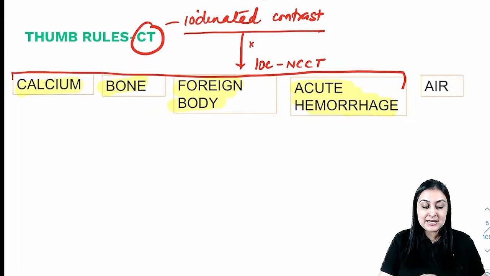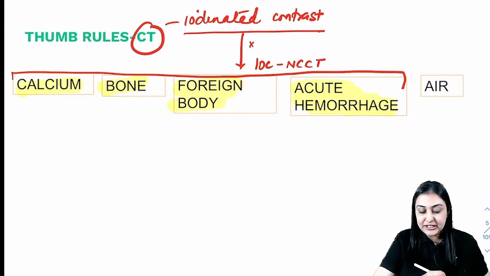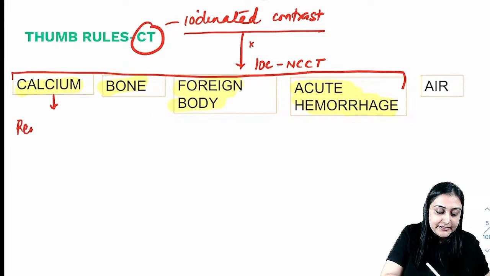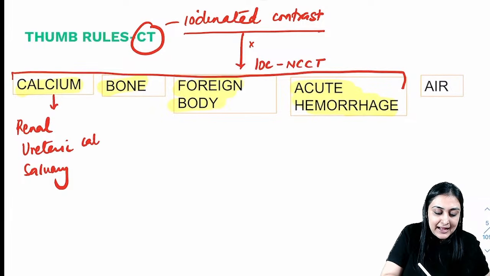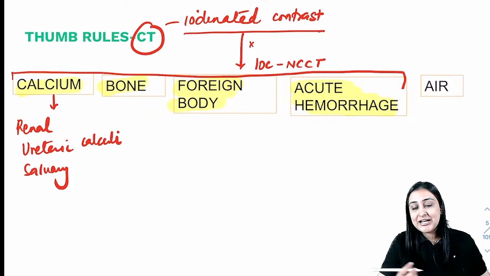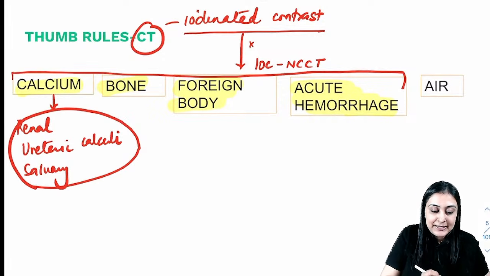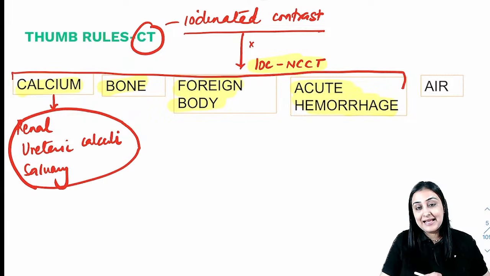ठीक है? So this is about the CT thumb rules, things which are hyperdense. Let's elaborate further. So when I'm talking about calcium, can I say renal calculi, ureteric calculi, salivary calculi? All of these calculi are most commonly calcified. Are gallbladder stones calcified? No, they are not radiopaque, right? They are made up of cholesterol, they are made up of pigment. So for all of these calculi, investigation of choice, NCCT.